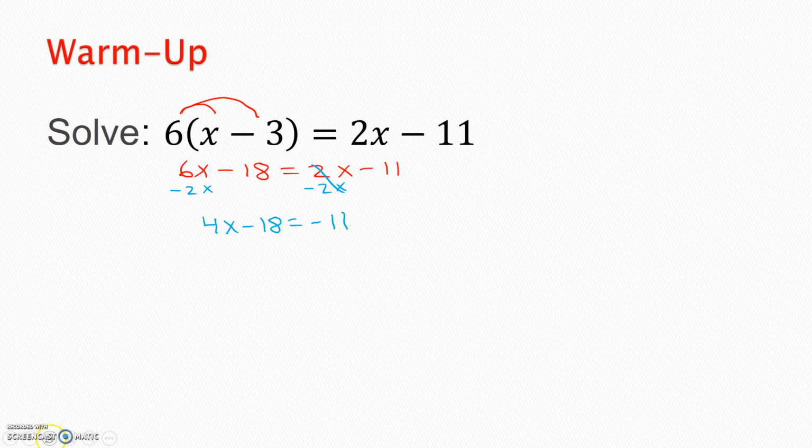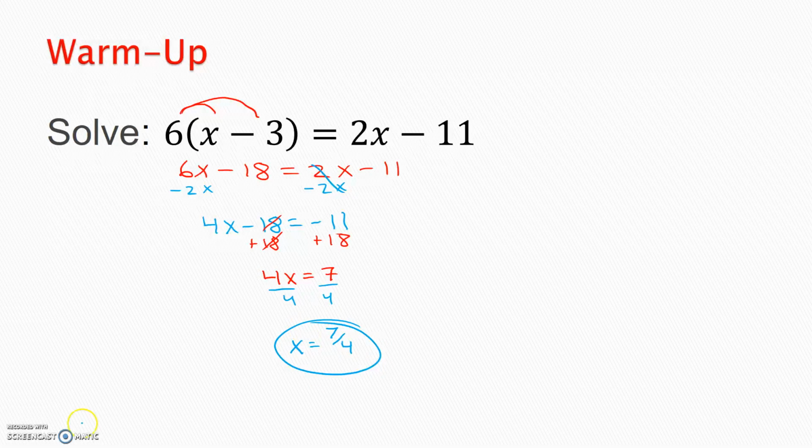Next thing that I have to do here is get rid of the 18 by saying plus 18, plus 18. Cancels, you get 4x is equal to 18 minus 11, which gives us 7. The last thing we'll have to do here is divide both sides by 4. I can't divide it and I can't simplify, so your answer should have been 7/4. Alright, there we have it.